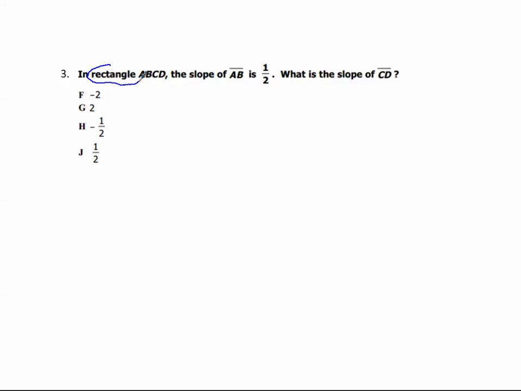Rectangle A, B, C, D. No picture was given, so I'm just going to sketch a real quick one. A, B, C, D. Make sure you can read it like a word going around the edge. A, B, C, D. The slope of AB is 1/2. So I didn't draw it perfectly this way, but here's what we want to pay attention to. It's asking for the slope of CD.